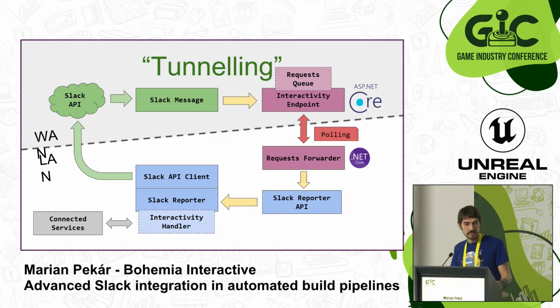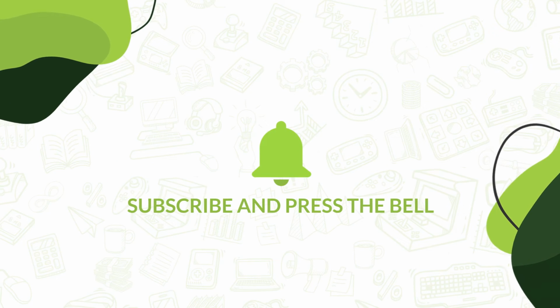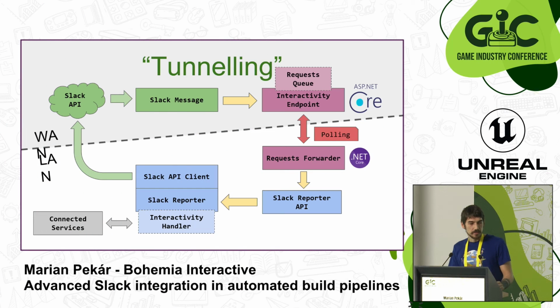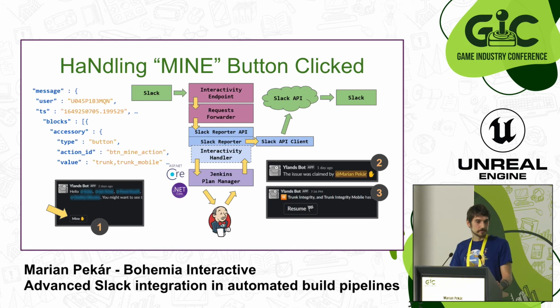So we implemented this interactivity endpoint as a separate ASP.NET Core API, and the data from the Slack message goes there. It's stored to a queue, and it's also sanitized there. And in the internal network, that's the bottom part, the request forwarder takes this data. If it's in the queue, then it goes off from the queue, and then it's sent to the Slack Reporter API, handed to the backend logic, and the interactivity handler handles it and usually contacts some connected service to actually do the trick which has been requested. And also the Slack API client usually updates the message through another request to the Slack API.